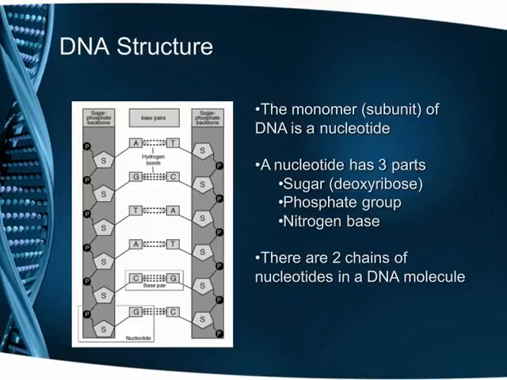Now also notice that there are 2 chains of nucleotides making up the DNA molecule. One chain of nucleotides is on the left of the molecule, one chain of nucleotides is on the right of the molecule and they meet in the middle. This should be familiar to you because you have already built a model of DNA back in Module 2.